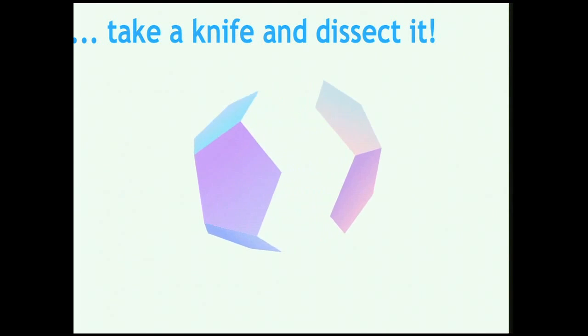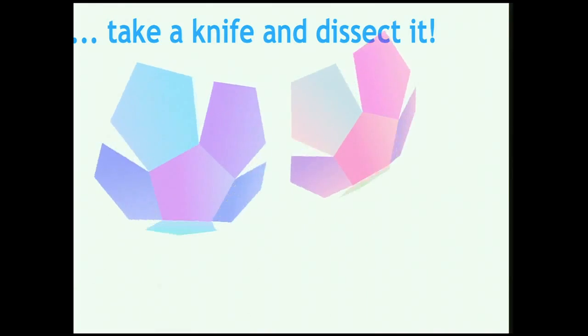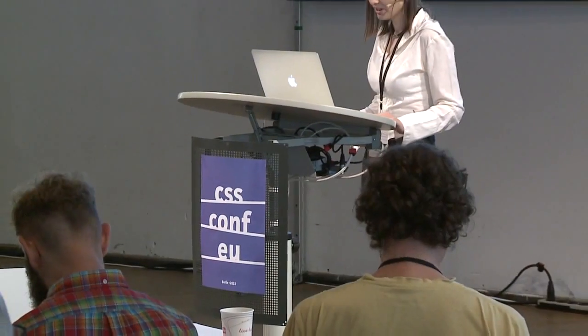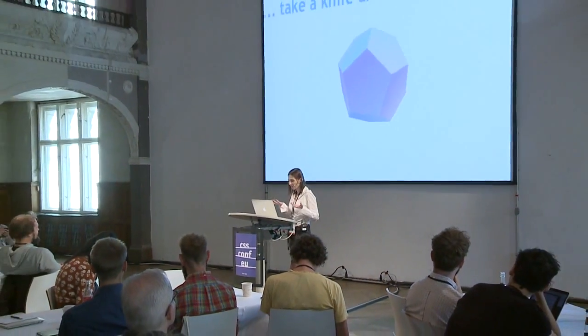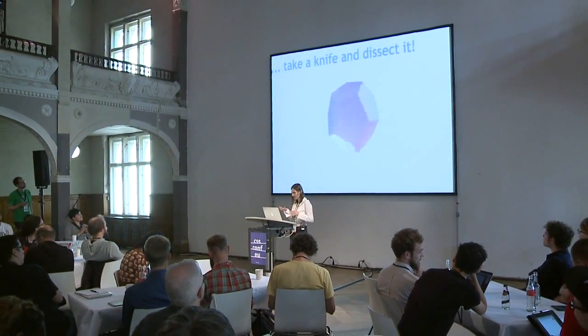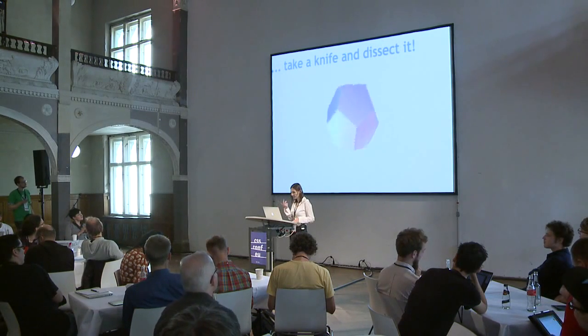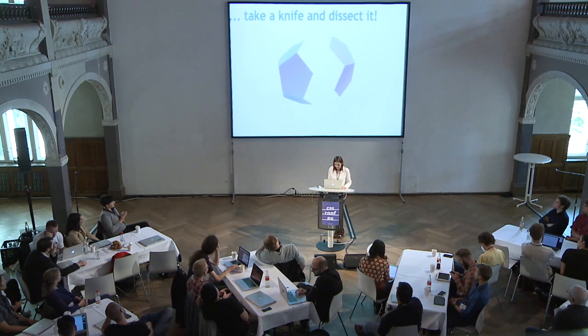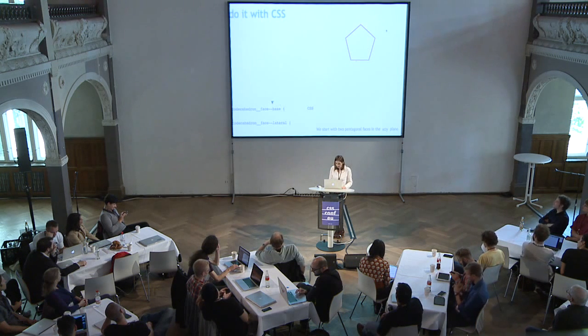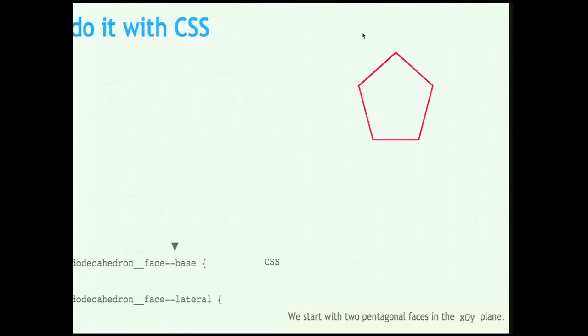If the first shape seemed a bit complicated, we can just make it into pieces. And we can split it into two halves. And each half is like a cup with a pentagon as a base, and 5 more pentagons on each side. So let's see how we get this. We start with the base and the lateral face.